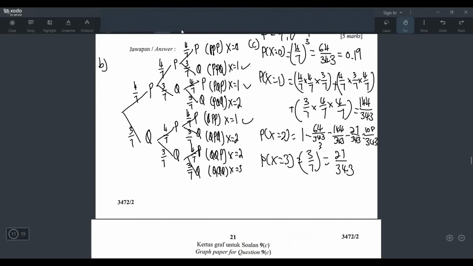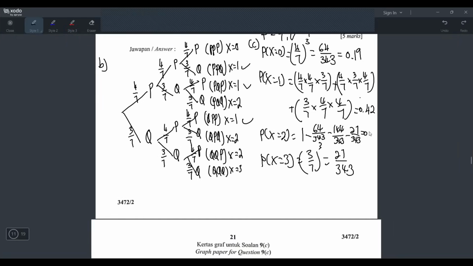And then next one, 144 divide 343. You also press calculator. So let's press. Okay, my calculator give me 0.442. Okay, two decimal place only, 0.42. Okay, next one. Next one is 108 divide 343. Press calculator. Okay, my calculator give me 0.31. So yeah. So later I plot 0.31 lah.